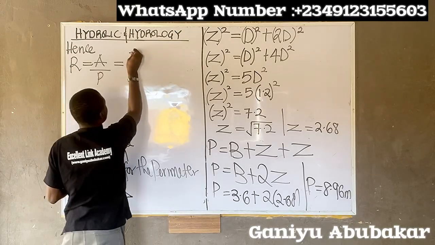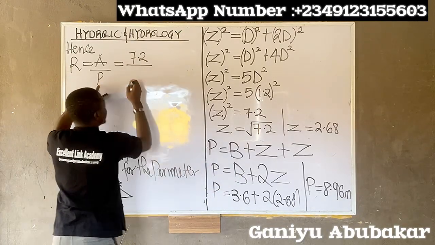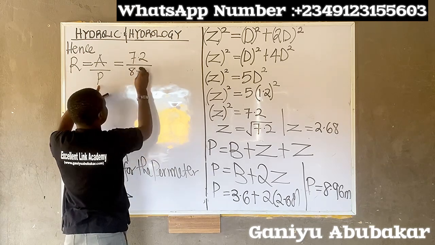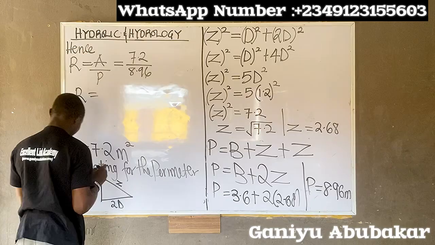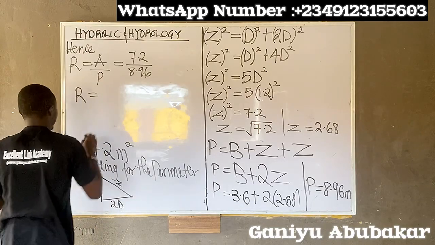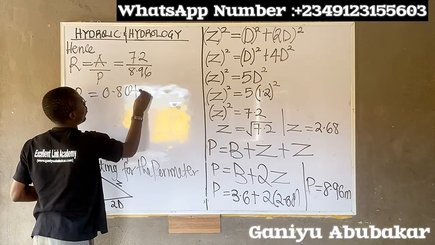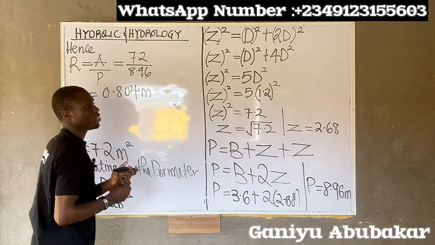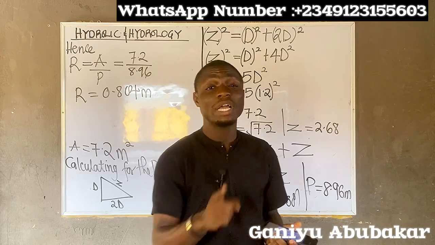That's 7.2. 7.2 over what's the perimeter? Of course, that's 8.8996. Divide these two. R will be equal in value to 0.804, of course, in meters. So I've gotten R. The main reason why I'm looking for R is to get V.